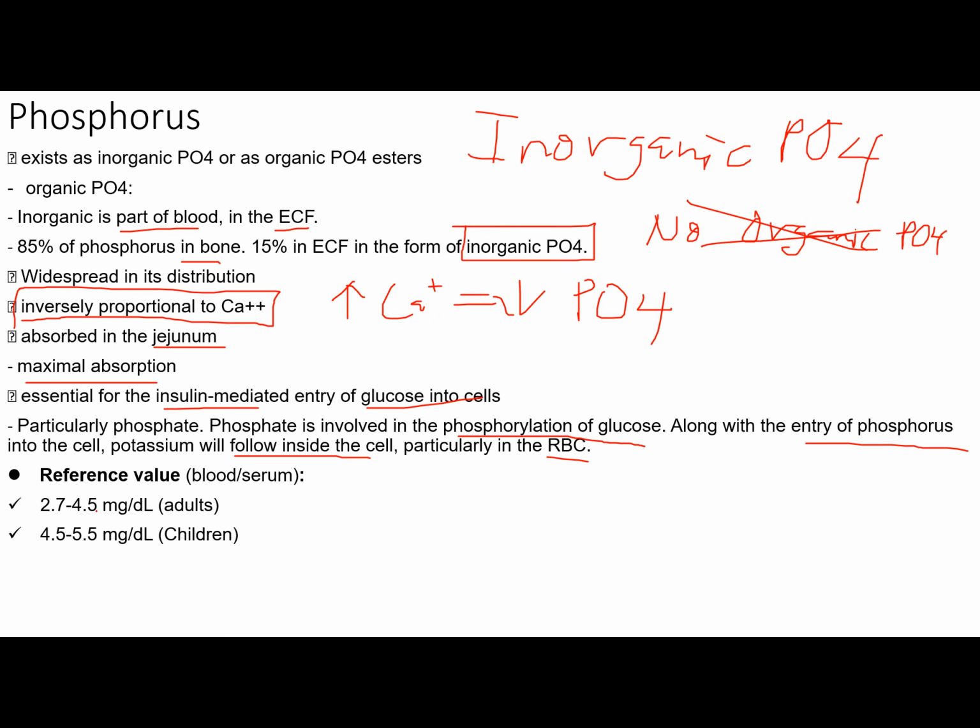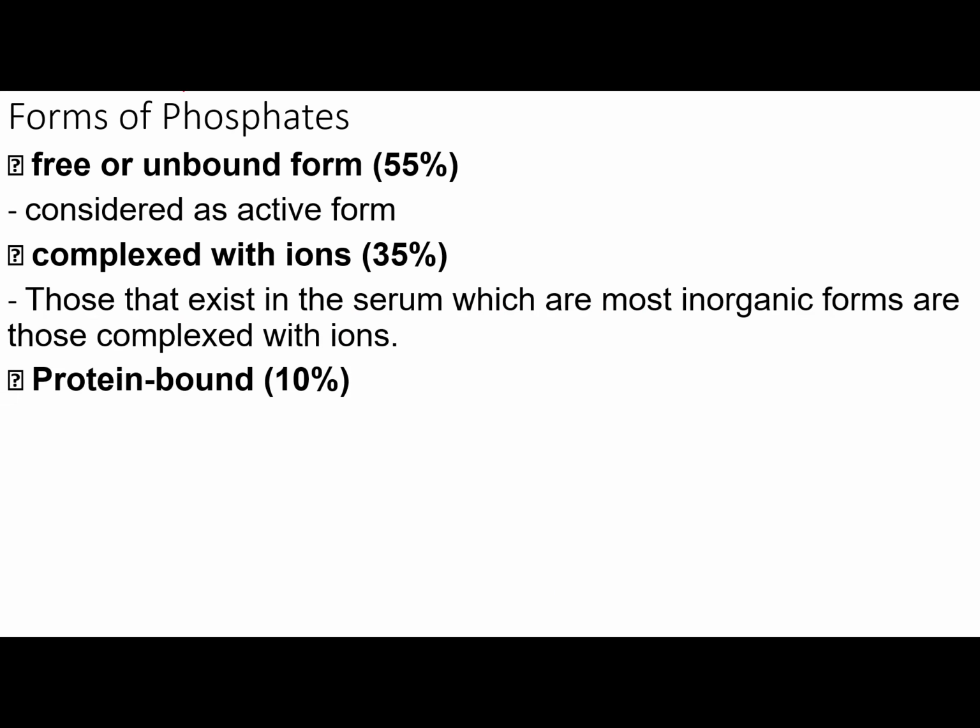Reference value class for adult is 2.7 to 4.5 milligram per DL in adults and 4.5 to 5.5 milligram per DL in children. Now, forms of phosphate class would include free or unbound form, 55%, considered as the active form, while those complexed with ions are 35%. Those that would exist in the serum, which are most inorganic forms, are those complexed with ions. Then we have your protein bound, which is 10%.